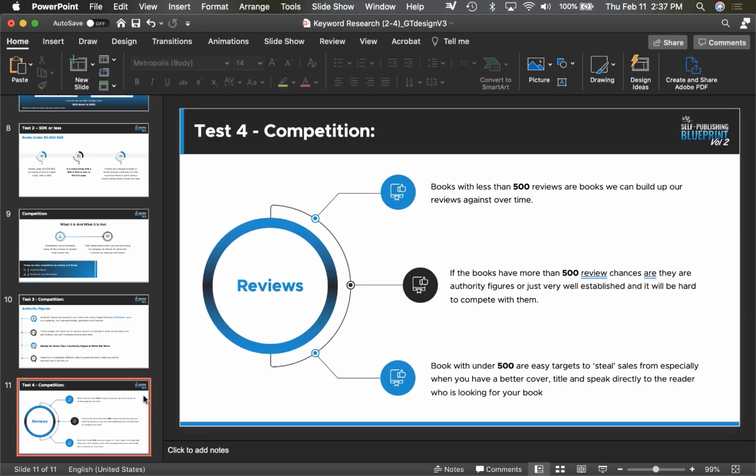Okay, so the final test is we want to take a look at books that have less than 500 reviews. Books that have less than 500 reviews are books that we can compete with over time. If the books have more than 500 reviews, chances are they're making good money or they're just really well established, and it's going to be really hard to compete with that head start, so to speak. But books with under 500 are easy targets to, quote unquote, steal sales from, especially when you have a better cover and title, and you're speaking directly to the reader who's looking for your book.